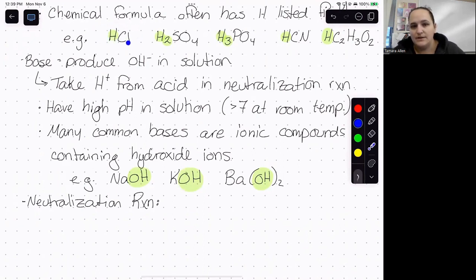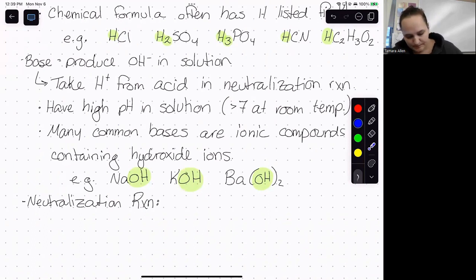We can see H and Cl, both nonmetals. We would consider this to be a covalent compound, generally speaking, but we know that this hydrogen is going to be lost as a hydrogen ion. So our acids are essentially behaving like ionic compounds, even though they technically aren't. They're going to function very much the same way.